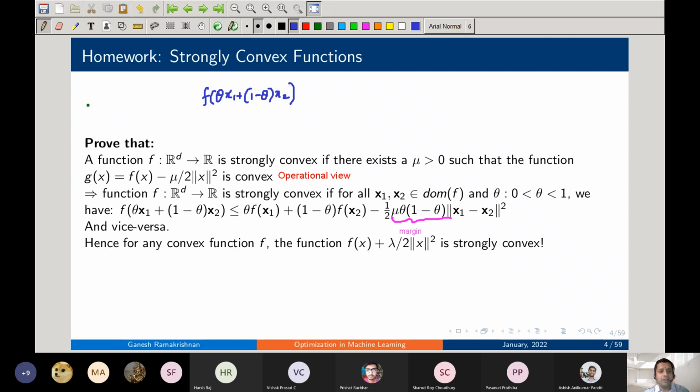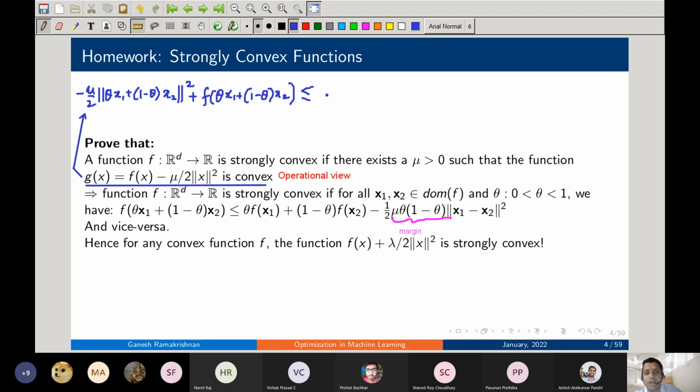So what would that yield? Minus mu by 2 norm of, on the left hand side, theta x1 plus 1 minus theta x2. This expression I'll have on the left hand side plus this one. Okay, so I'm just applying this statement. Assuming this is true, what do I get?